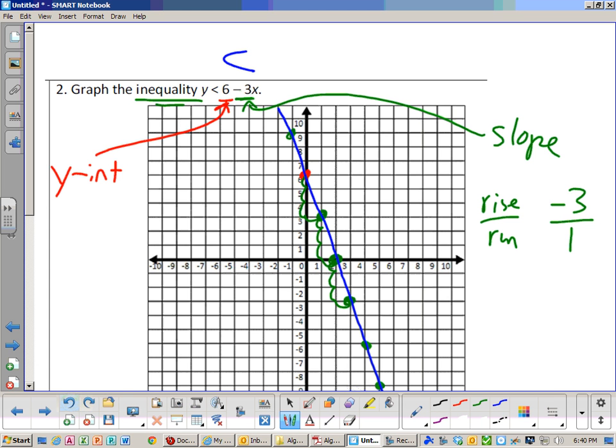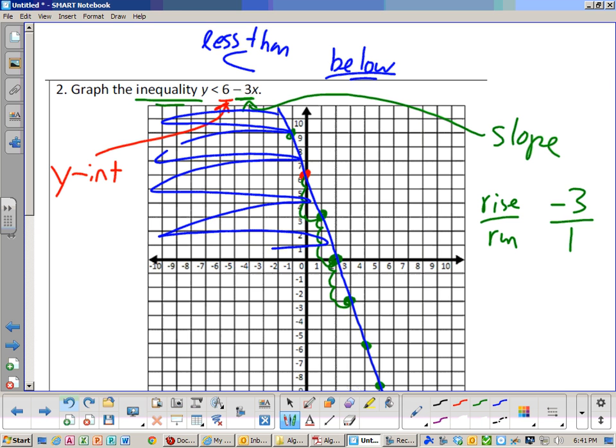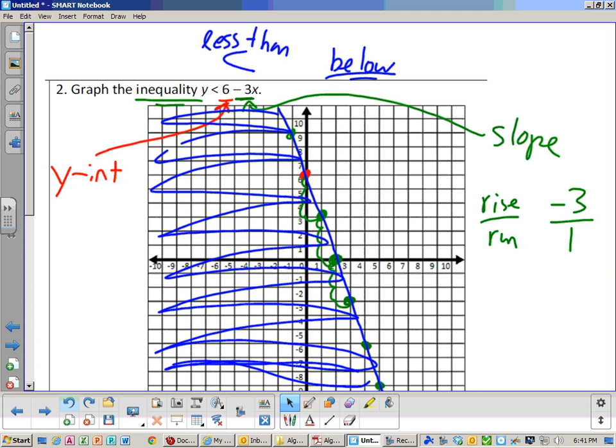This means less than, right? That y is less than. So if it's less than, are you beneath it or above it? Less than means below, right? So you are going to go below this line, and you're actually going to shade this entire region. So this whole region gets shaded. And then there it is. There is your inequality graphed just for you, just like that.